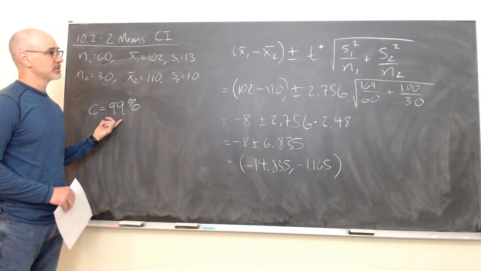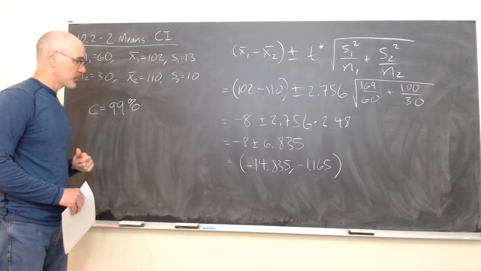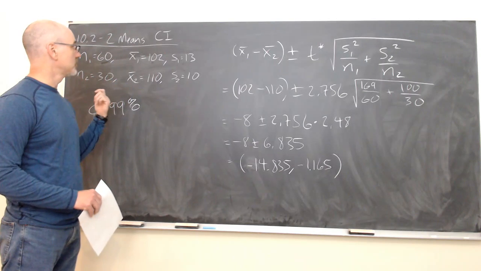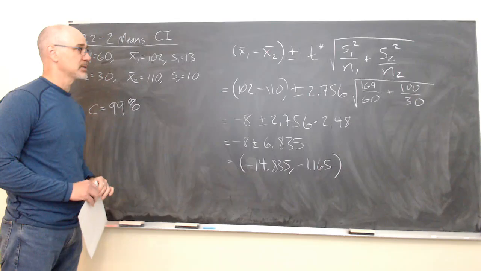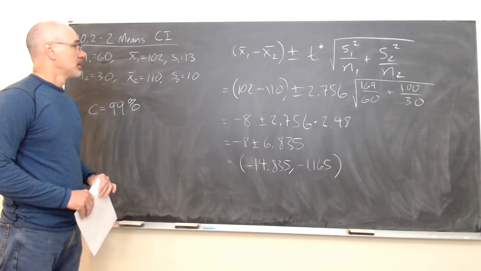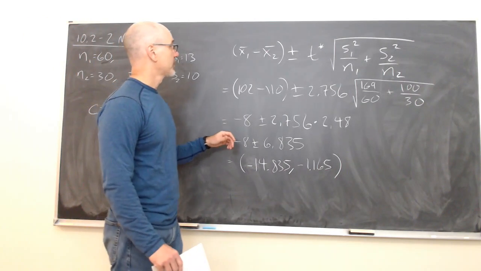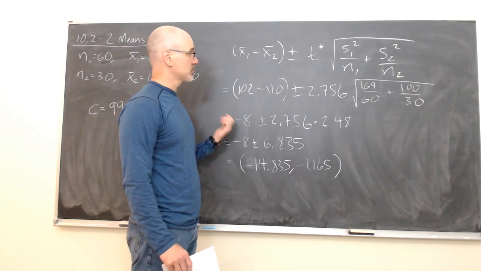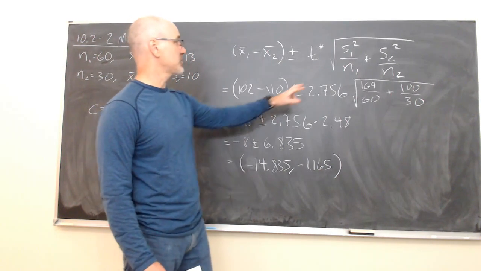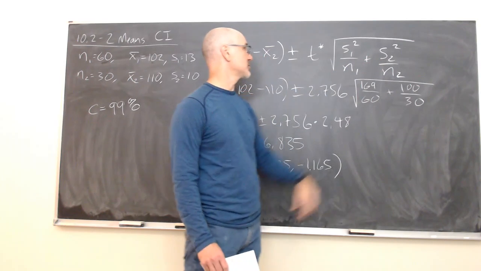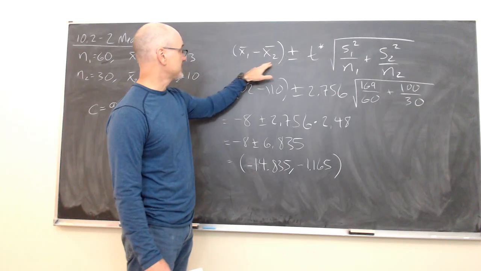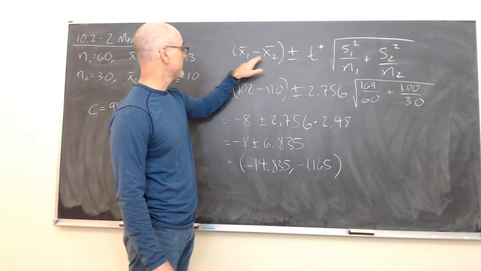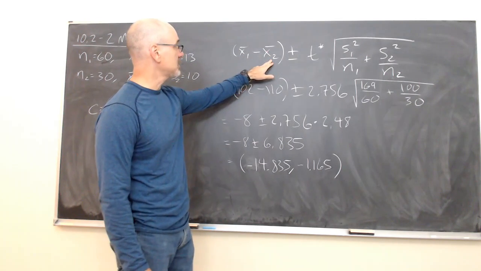So we want to produce a range where we're 99% sure we would capture the true difference in mean IQs. All right, so for the formula for the confidence interval, we're using a t-distribution here because we have unknown population standard deviations and we're using sample standard deviations. So we're taking a look at the sample mean difference, the sample mean for Samford minus the sample mean for BSc.